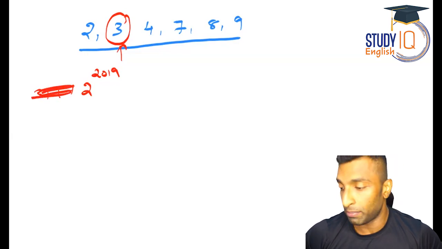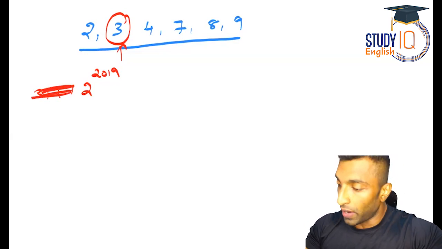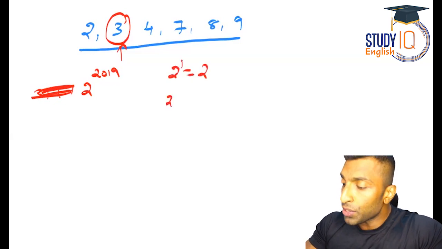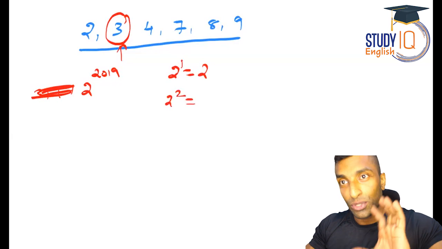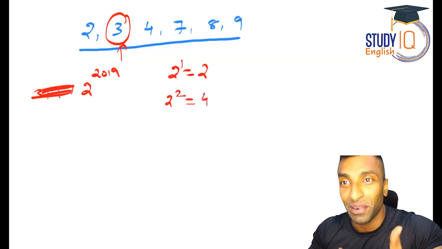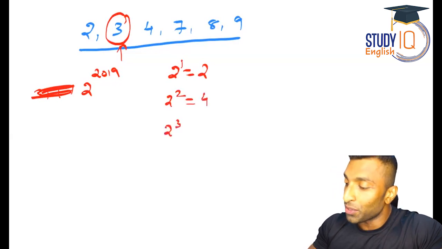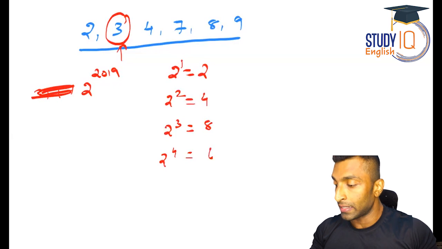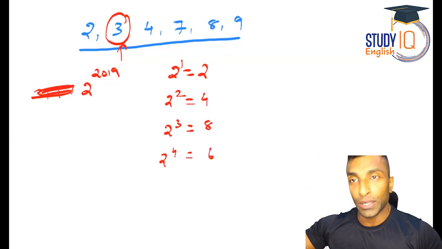What are the different possibilities? Let's start with 2 raised to 1. What is 2 raised to 1? It is 2. 2 squared is 4, so no need to talk about the ending. 2 cubed is 8. 2 raised to 4 is 16, but I'll take only the last digit, so that is going to be 6. So that is 2 raised to 1, 2 raised to 2, 2 raised to 3, 2 raised to 4.